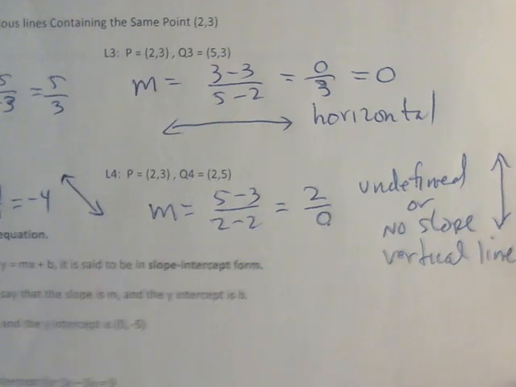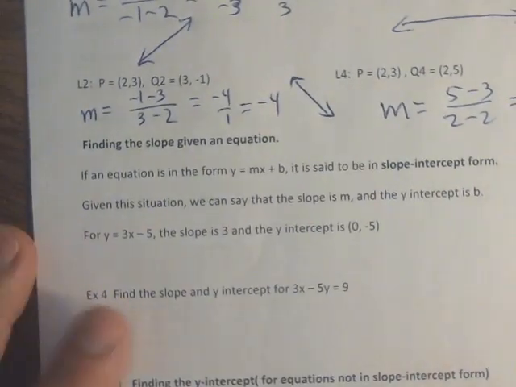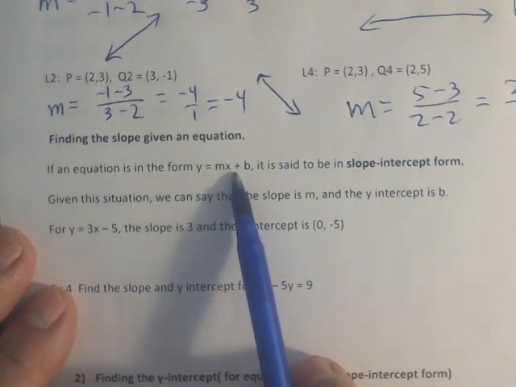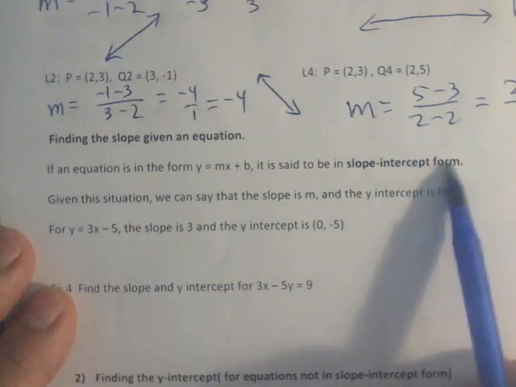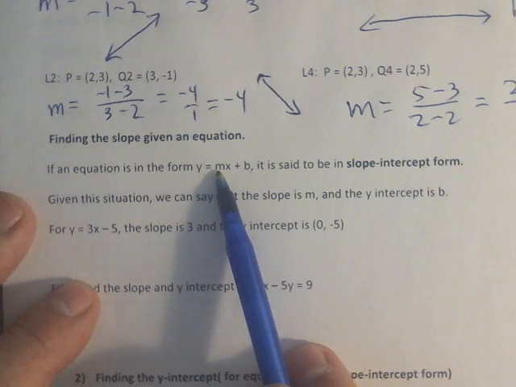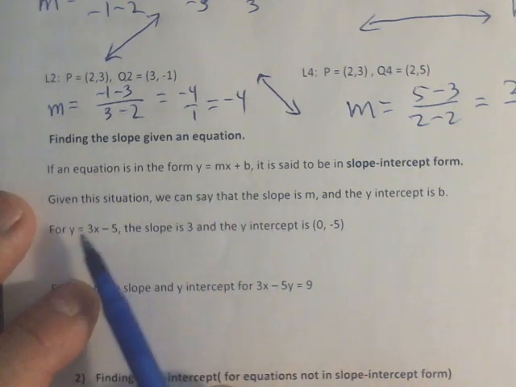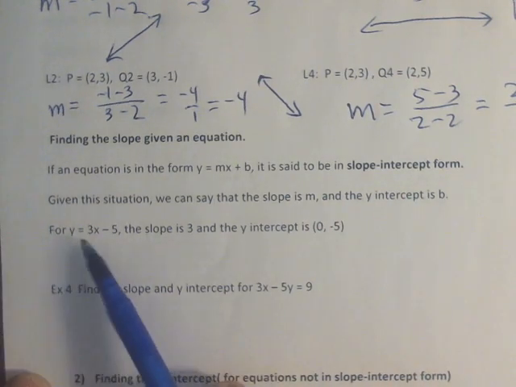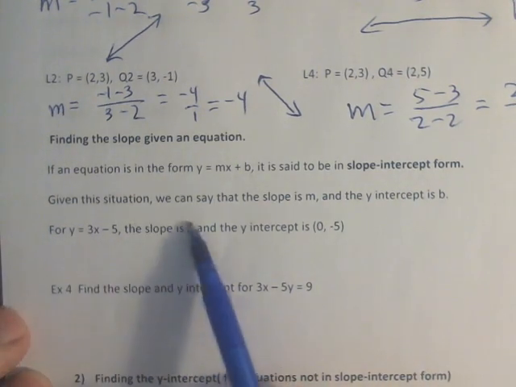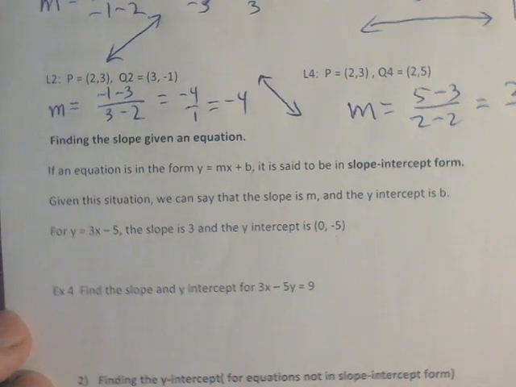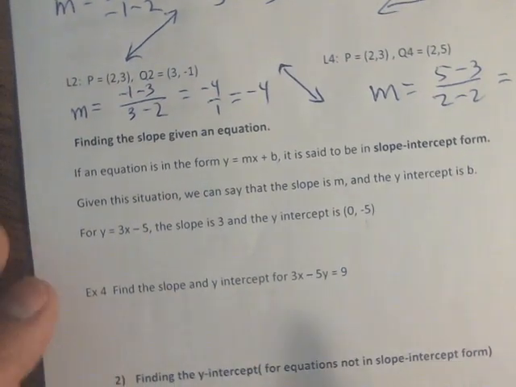The third way we talked about finding slope is from an equation. So if your equation is in the form y equals mx plus b, we call that slope-intercept form, because what this format gives us is the slope and the y-intercept. So in this situation, the slope is m, the y-intercept is b. So for this particular equation here, the slope is 3, and the y-intercept is 0, -5. But we must put it in slope-intercept form before we can identify the slope and the y-intercept.